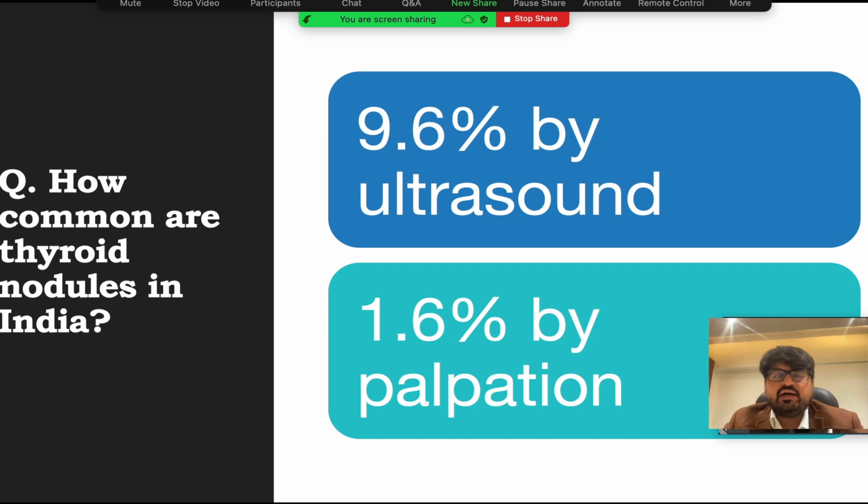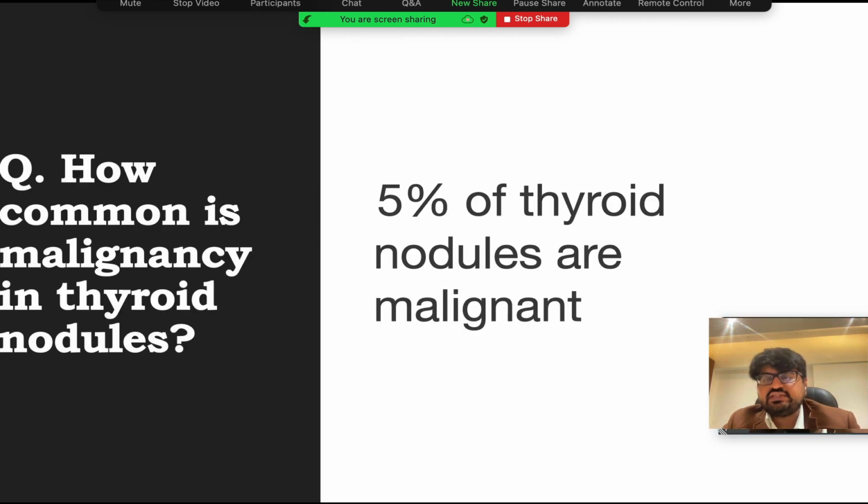Okay, so as sir rightly said in the beginning, how common are thyroid nodules? Well, in India, 9.6% of the population by ultrasound would have a thyroid nodule. So if I keep doing an ultrasound on everybody, you will find 10% of the population having a thyroid nodule. Clinically, by palpation, you will find it in about 1 to 2% of patients. This is the data from India. And of this, only 5% of thyroid nodules are truly malignant. That number is very small. So out of 100 people who are evaluated to have a thyroid nodule, only 5 of them will have a malignancy.